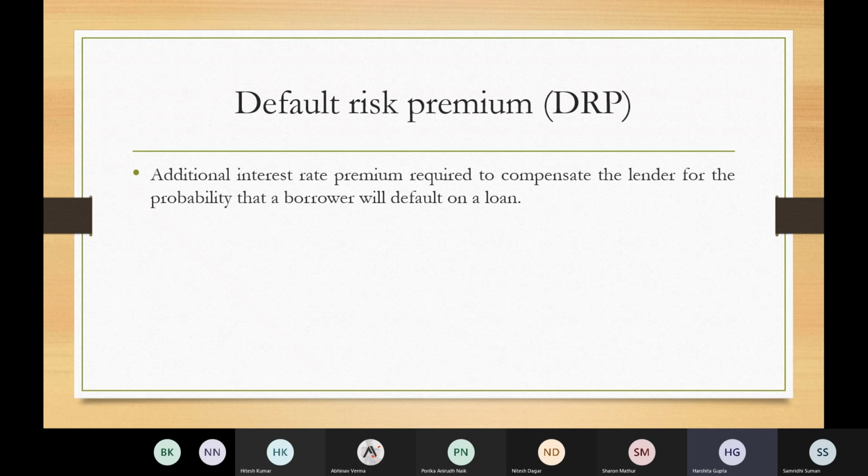Okay, so move on. So default risk premium is the additional interest rate premium required to compensate the lender for the probability that a borrower will default on the loan. So supposedly, if I have taken a loan from Sharon and she is uncertain whether I will repay that loan or not, so she will charge a little bit extra interest rate from me. That little bit extra interest rate will come as default risk premium to assure that I will not default on the loan payment.